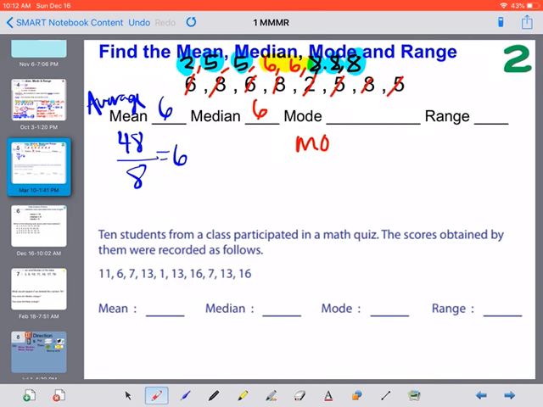Our mode is the number that's used the most, which would be 8. There are 3 8s. And then our range, our biggest number minus the smallest number, would give us 6.